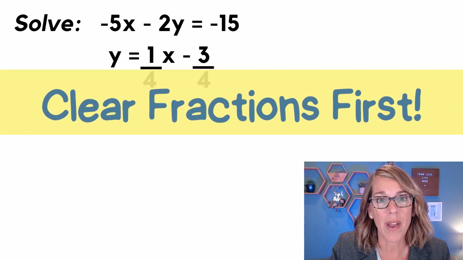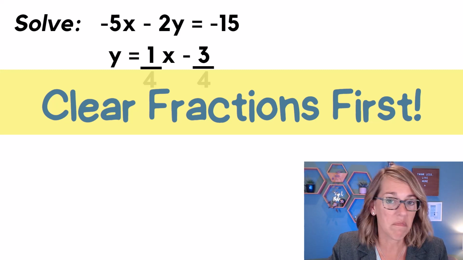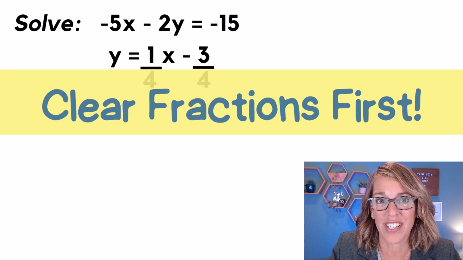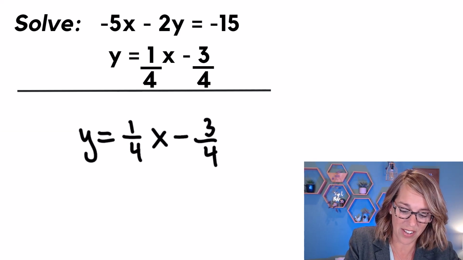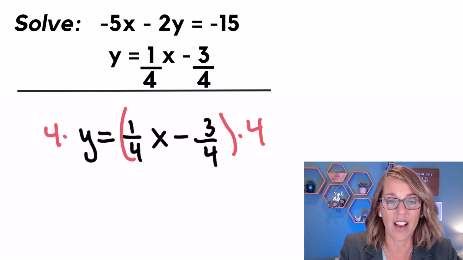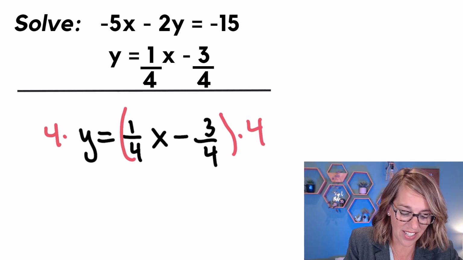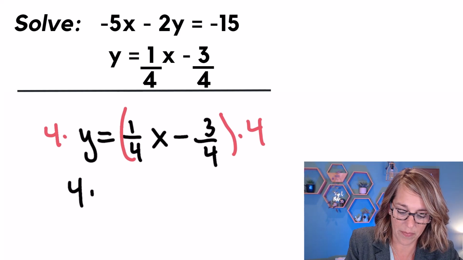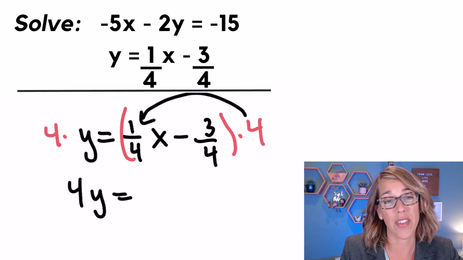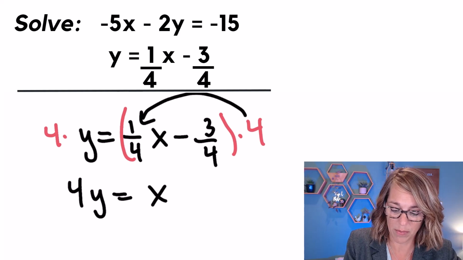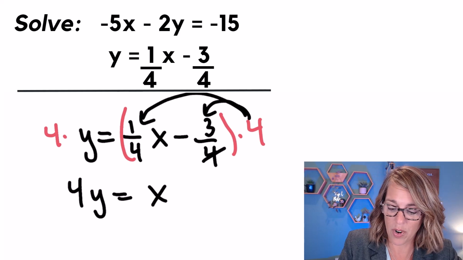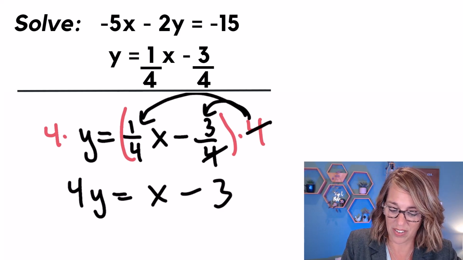So I'm going to go ahead and start by multiplying that second equation, both sides, by a 4. So I've got a much better looking equation. So 4 times this side and then 4 times everything on the other side. So that is going to give us 4y is equal to 4 times 1/4 x. 4 times 1/4 is 1, so I just get an x. And then 4 times 3/4. My 4's are going to cancel, and I get -3.